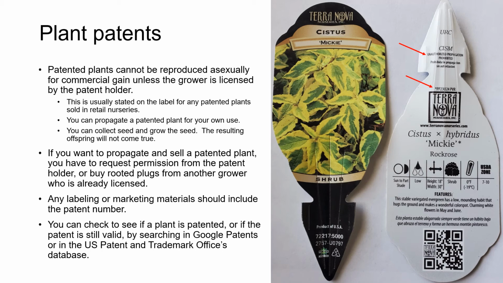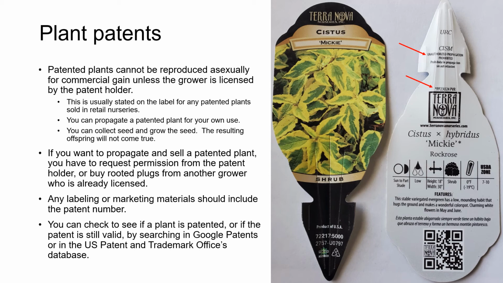If you want to propagate and sell a patented plant, you have to request permission from the patent holder, or buy rooted plugs from another grower who is already licensed. Any labeling or marketing materials that you produce should include the patent number. And you can check to see if a plant is patented or if the patent is still valid by searching in Google Patents or in the US Patent and Trademark Office's database.